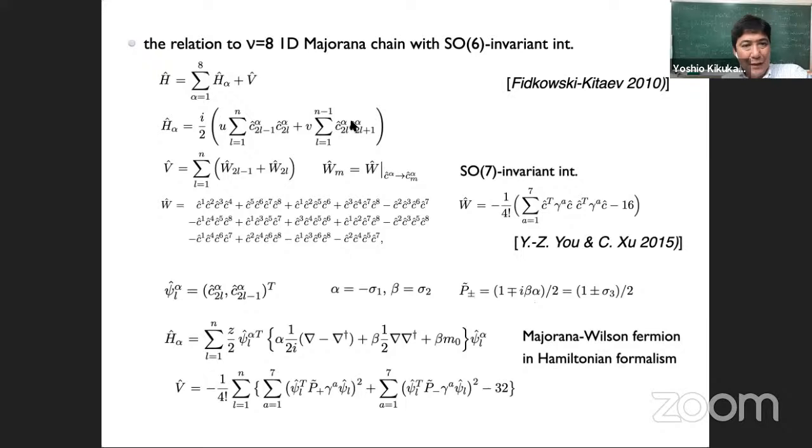actually, if we introduce the two-component Majorana field, as in the relativistic case, then this Hamiltonian can be written in this manner. This is nothing but the Wilson-Dirac fermion satisfying the Majorana condition, I mean the Majorana-Wilson fermion, in the Hamiltonian formalism. As you know, the Majorana chain can be written in terms of the Wilson fermion in Majorana representation. And the interaction vertex can also be written in this manner, with gamma matrices for the SO(7) representation. Here we are regarding this field as belonging to the spin-seven representation.